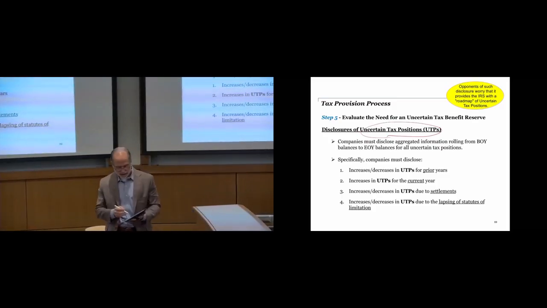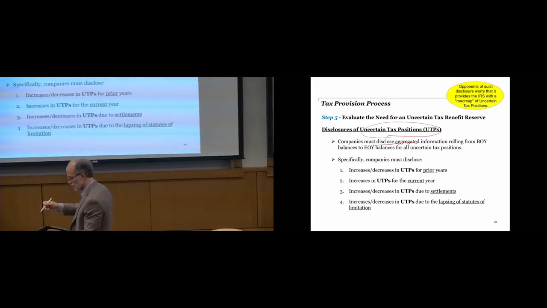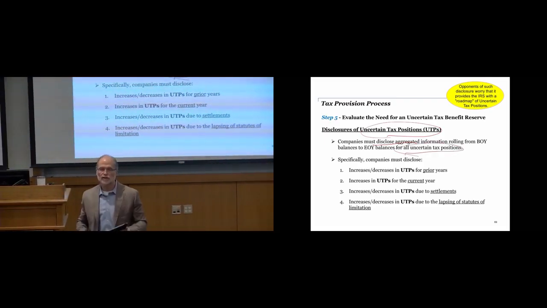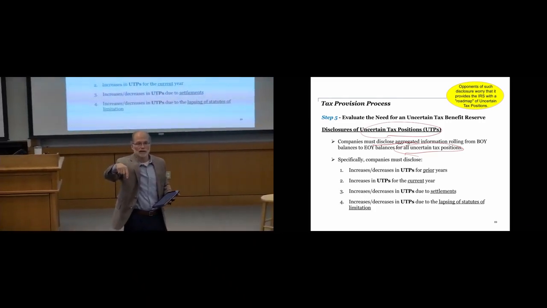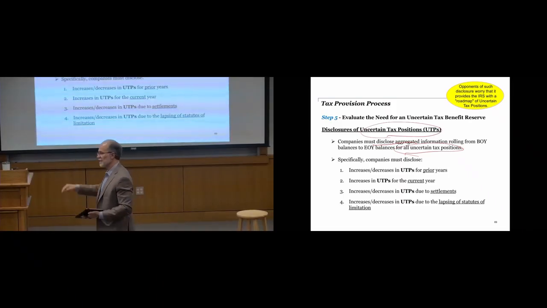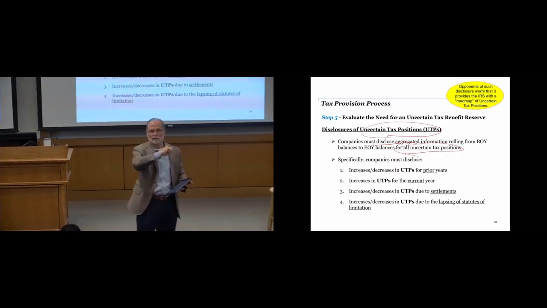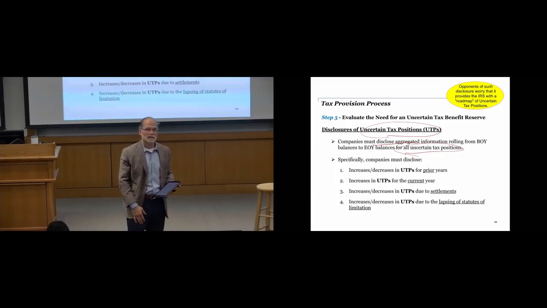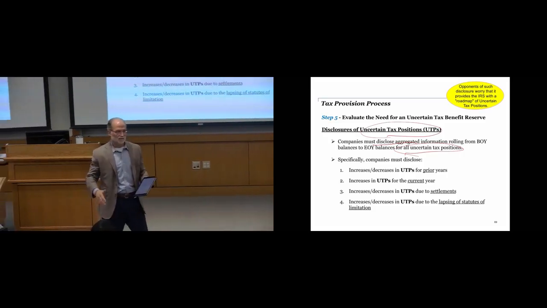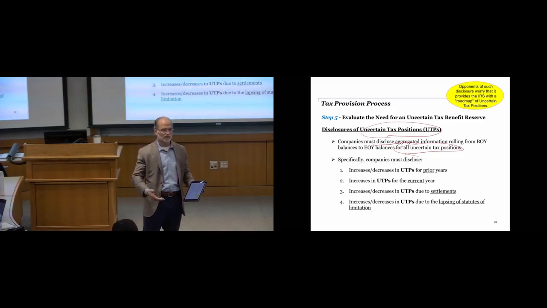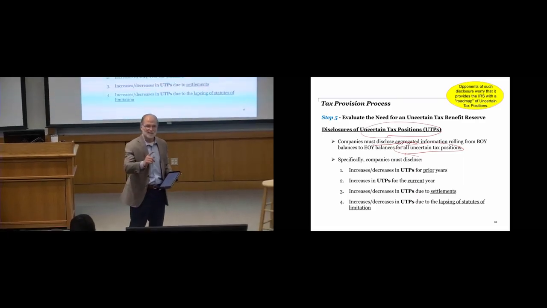So the companies must disclose aggregated information rolling from beginning of year balances to end of year balances for all uncertain tax positions. So the government, having the power of the pen, says you must tell me what your uncertain tax positions are. I am leveraging off the accounting literature for you to highlight to me problem areas in your tax return. This caused an uproar when the government decided to do this, because taxpayers were like, well, we're doing your job for you. We're sitting here and serving it up to you. When you come in, you know exactly what my issues are. And the government said, yes, that's what we want.